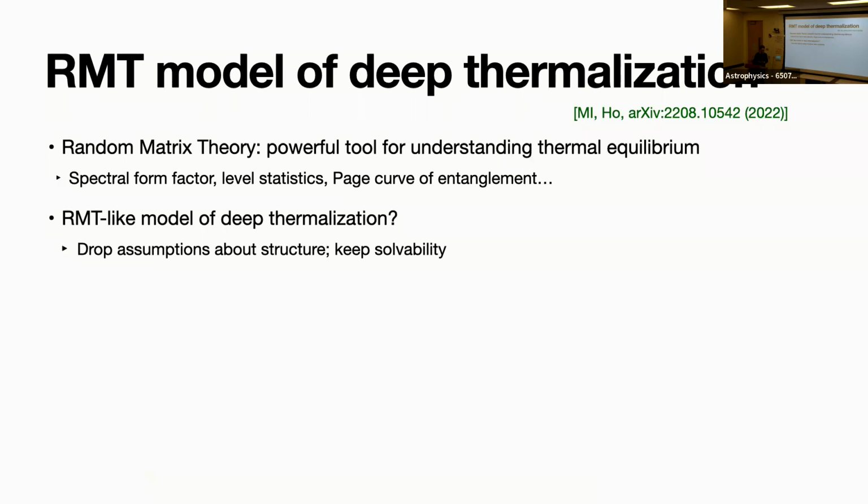A tool that has often been deployed to understand systems that are too complicated to handle exactly in statistical and many body physics is random matrix theory. Within quantum dynamics, this has been successfully used to understand the spectral form factor, the level statistics of ergodic and non-ergodic quantum systems, results about the Page curve and so on, all based on ideas from random matrix theory. So we were hoping to find an RMT-inspired model that could perhaps teach us some lessons about thermalization in a similar way as these more operational ideas have been successfully applied to thermalization.